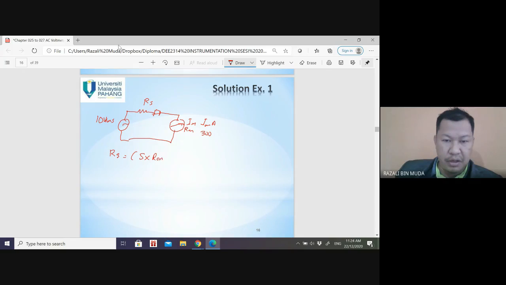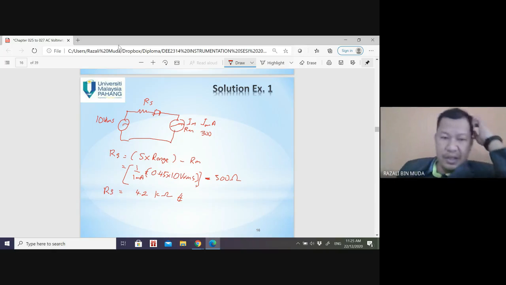S multiplied by range minus Rm. So S is 1 over 1 milliamp. Range is 0.45 multiplied by 10 VRMS, because it is half wave. So you solve this part first, then multiply and minus 300 ohm. Solving this equation, you get 4.2 kilo ohm. So RS is 4.2 kilo ohm.